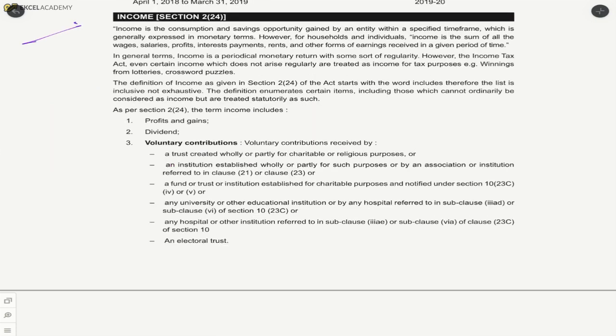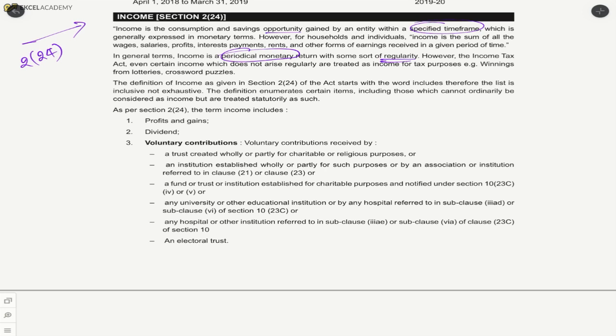The next important definition is that of income. Section 2, subsection 24 of the Act. Income is the consumption of savings opportunity gained by an entity within a specified time frame. So there are various definitions, of course, but generally when we say income, we always refer to some periodical monetary return with some sort of regularity.